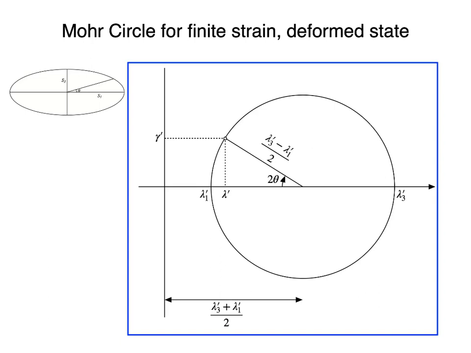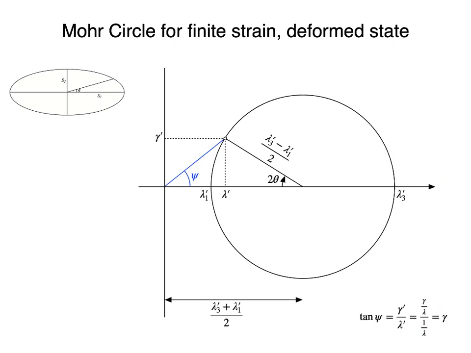The Mohr circle for finite strain has an interesting property. A line traced from the origin to the circle makes an angle psi with the horizontal axis lambda prime. This angle is equal to the angular shear of the line. To understand why this is the case, we just need to look at this equation, which tells us that the tangent of psi in the figure is equal to the shear strain. Therefore psi is the angular shear.